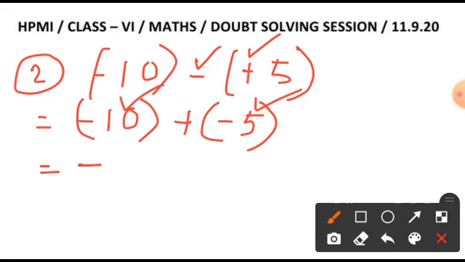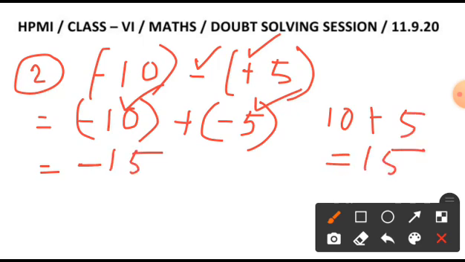Next step what we will do? What will be the magnitude of the numbers of the addition? Here we will simply add their absolute values. Whenever we are adding the two numbers having same sign, we simply put the sign and add the absolute values. So here in this case we will add 10 and 5. You know that 10 plus 5 means 15. So minus 15 is the answer, right? I hope you understood. Minus 15 is the answer.